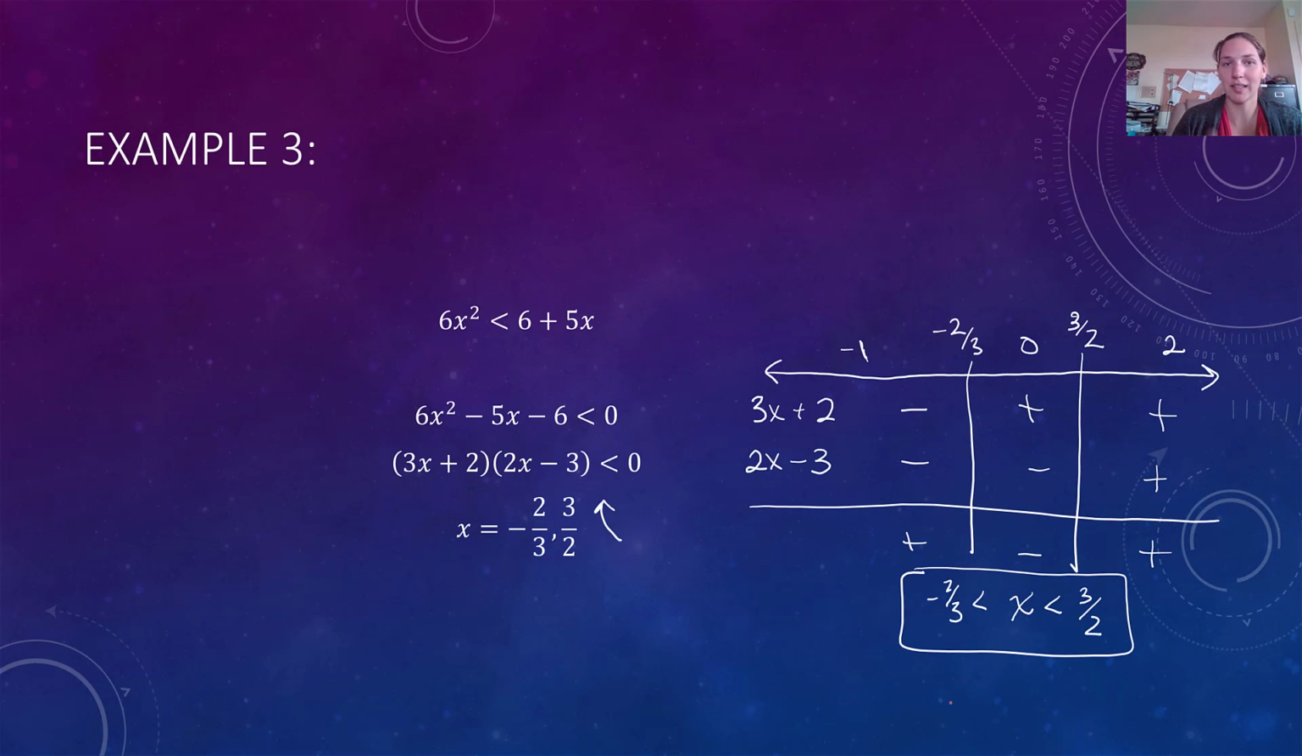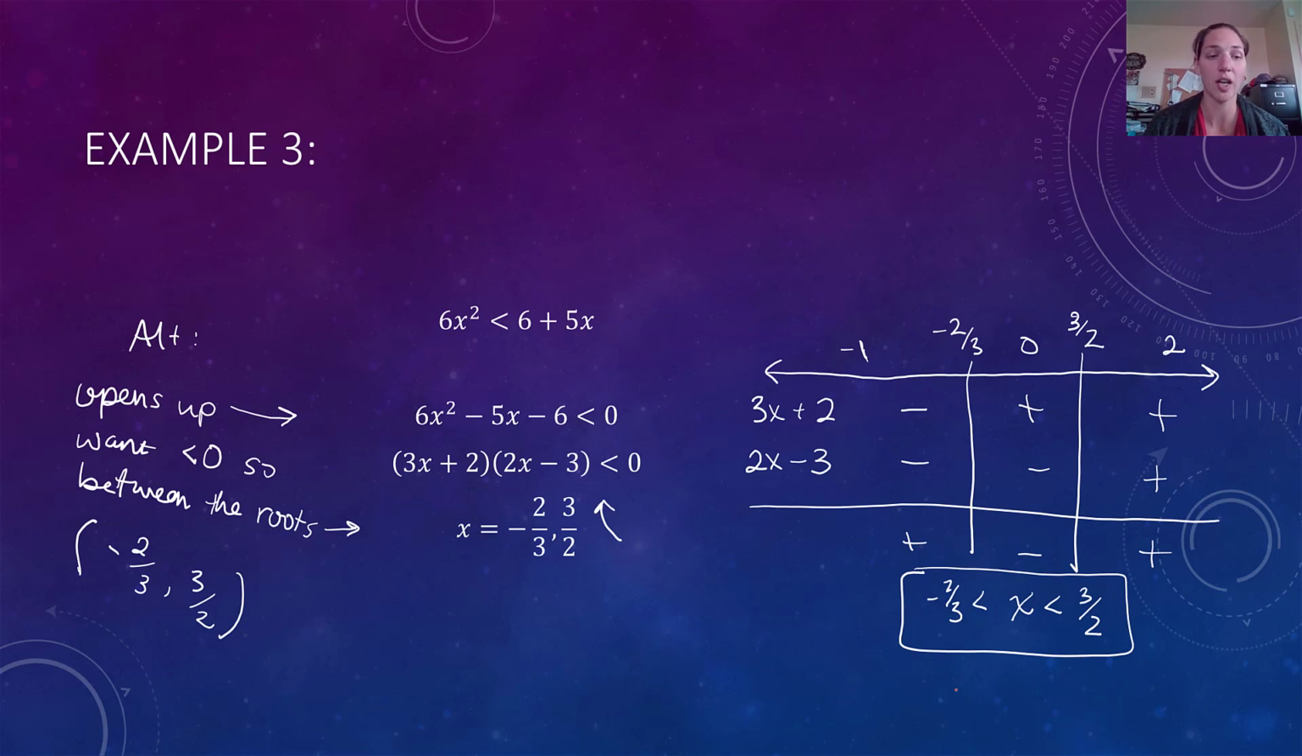And then I completed the table and got between them, right? I want to be lower, so I'm going to be between them. But I also could have said, okay, it opens up. We want less than 0, so since it opens up, that's going to be between the roots, and so my solution set is -2/3 to 3/2. Either way is up to you.